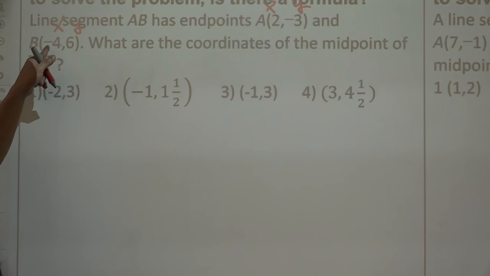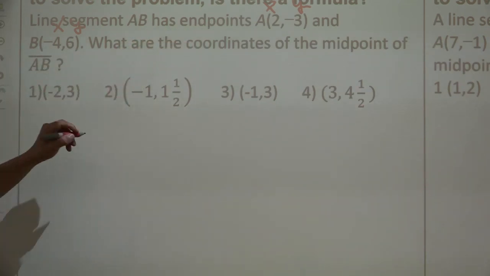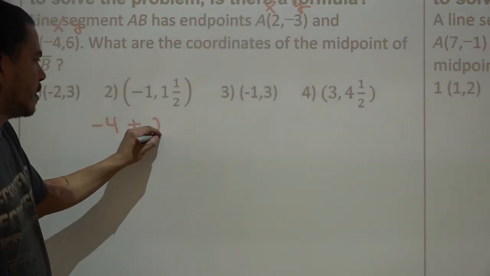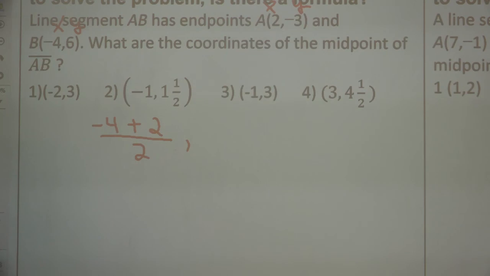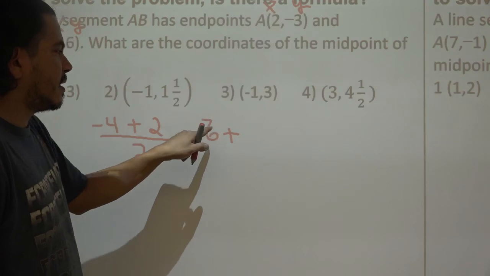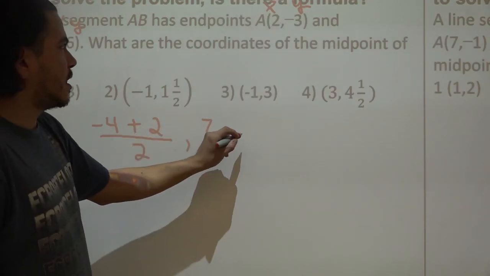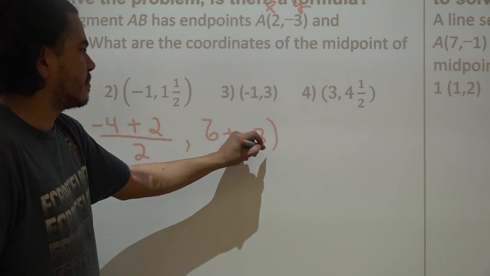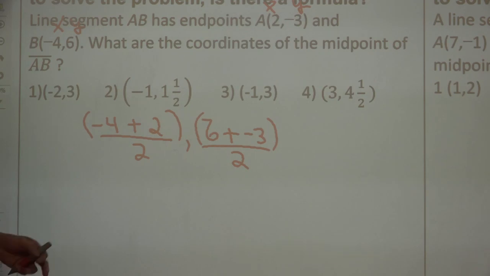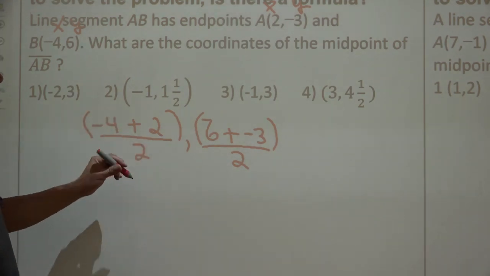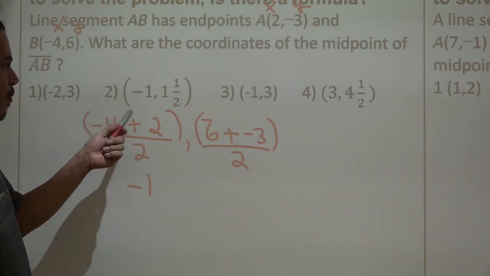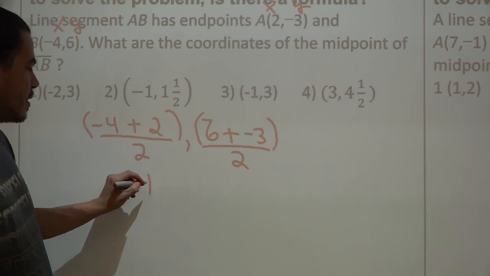So I'm going to start from b. You could start from a if you want to. I really don't care. So negative 4 plus 2 divided by 2. That's for the x. For the y's is 6, because I started from here. 6 plus negative 3, divided by 2. Okay? So that's it. Negative 4 plus 2 is negative 2 divided by 2 is negative 1. I misspoke.